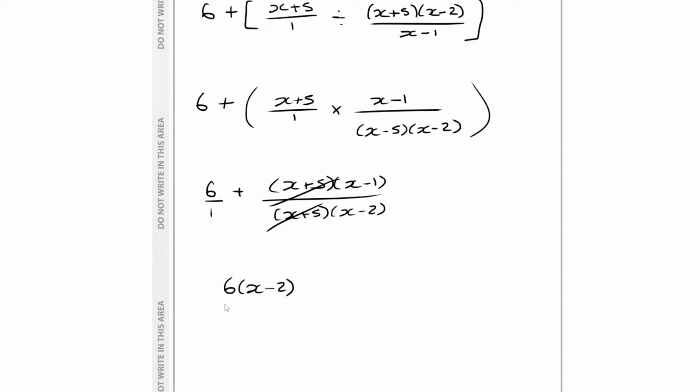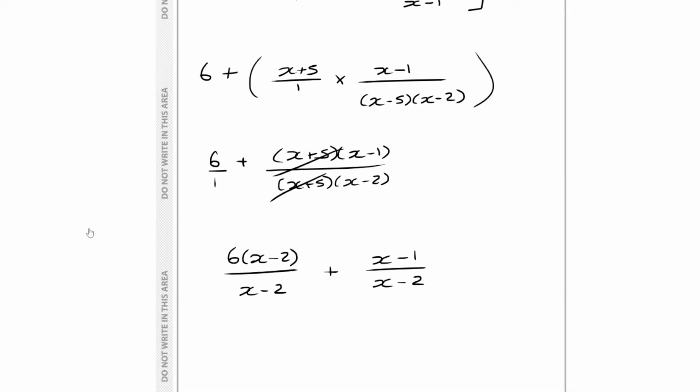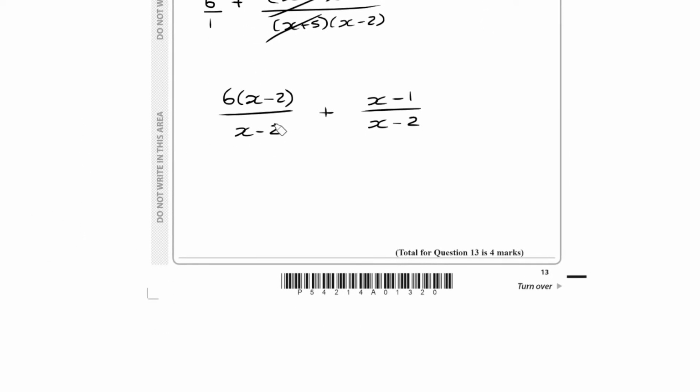But whatever you do, you have to do the same to the top as you do to the bottom. Do you see how I get this? Because if you were to simplify that, you'd get 6 again, wouldn't you? So it's the exact same thing, just with the same denominator. Then now you can add, expand and simplify all of that. 6x minus 12 plus x minus 1 over x minus 2. Collect the like terms: 7x minus 13 over x minus 2 is your final answer, and that's the formatting.